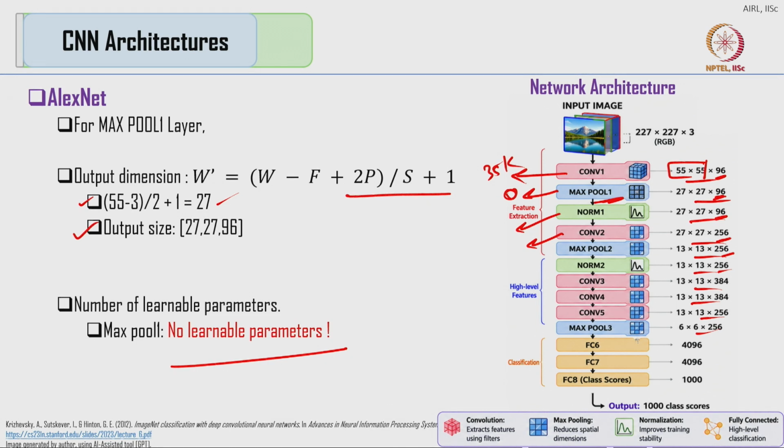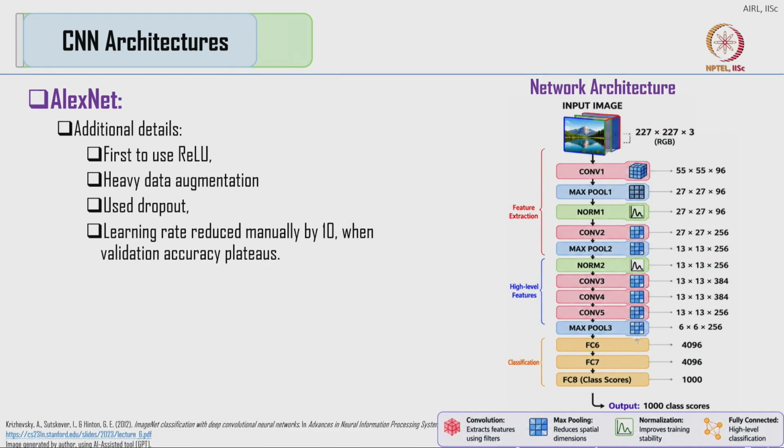And hence if we look at any architecture, we can now find out the actual dimension of each feature map after each layer in the network, and we can also calculate the number of learnable parameters in the whole network architecture. Some additional details about AlexNet are: it was the first architecture to use ReLU, it used heavy data augmentation, and it used dropout. Finally, the learning rate was reduced manually by 10 when the validation accuracy plateaus. Data augmentation is something that we will go into in detail in the next class.